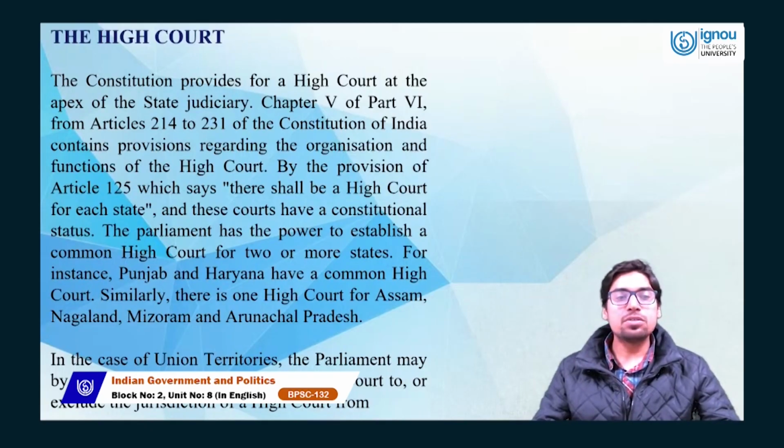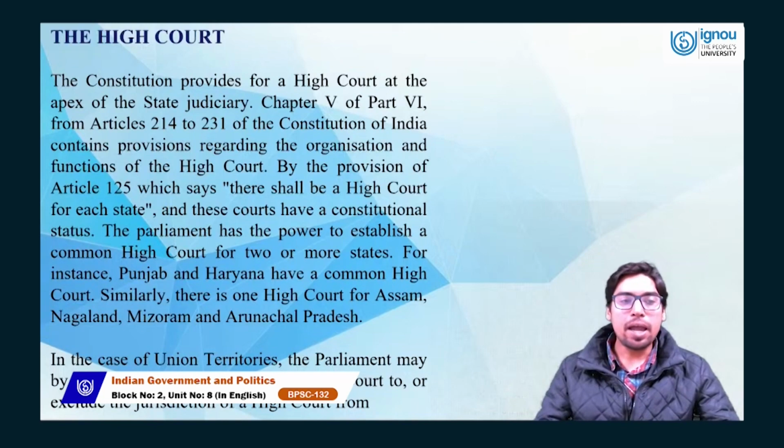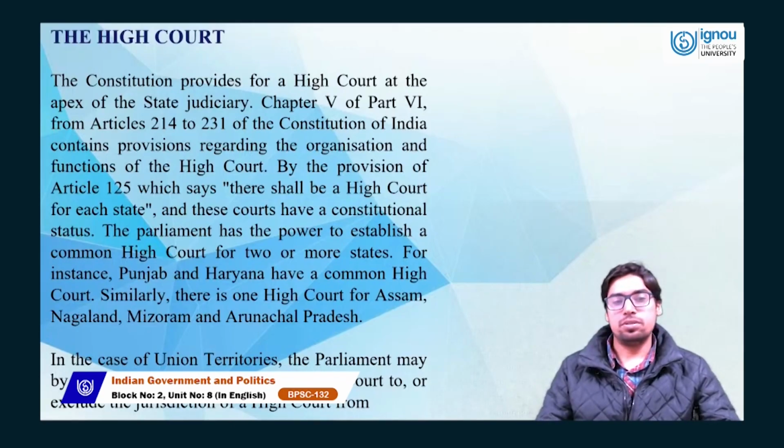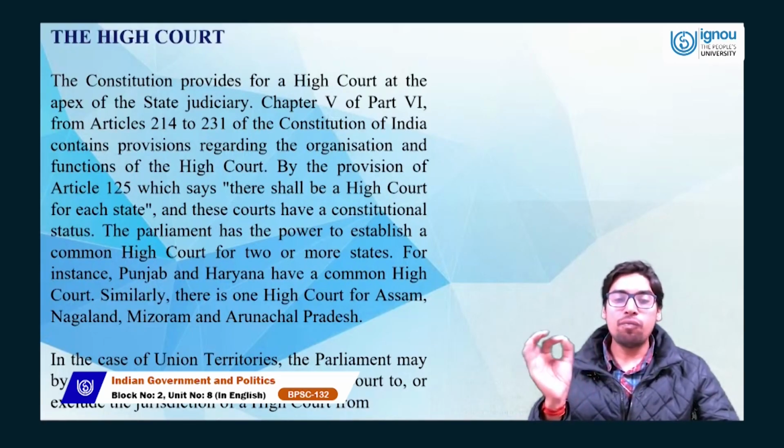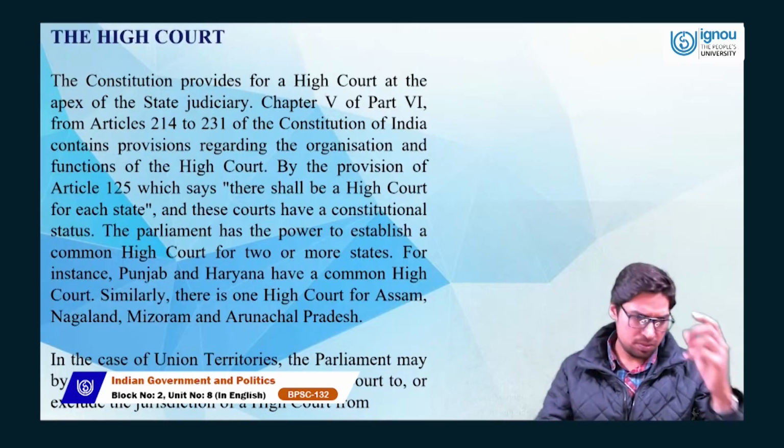By the provisions of Article 214, which says there shall be a High Court for each state, these courts have a constitutional status. The Parliament has the power to establish a common High Court for two or more states. For instance, Punjab and Haryana have a common High Court. Similarly, there is one High Court for Assam, Nagaland, Mizoram, and Arunachal Pradesh.